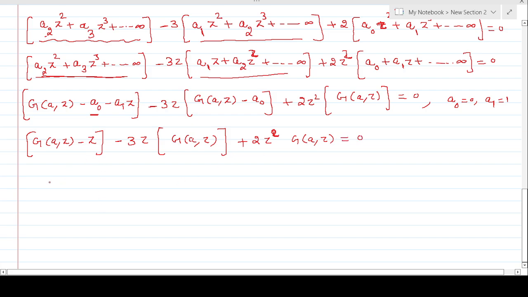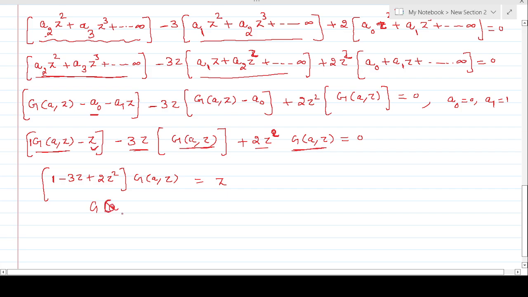Now you club the terms containing G(z). This term contains G(z), this term contains G(z), this term contains G(z). So what is the coefficient? Coefficient of this term is 1, coefficient of this term is minus 3z, coefficient of the next term is 2z square. Take G(z) common, and whatever extra term you have, if in any term there is no G(z), you bring that term to the other side.